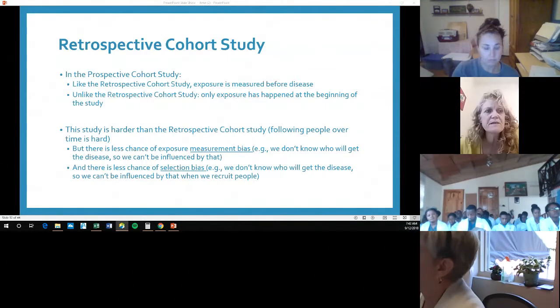Okay, but unlike the retrospective cohort study, only exposure has happened at the beginning of the study. That's the major difference.